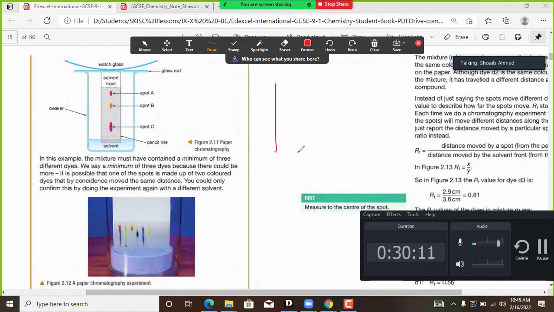So at first I'll take a beaker. In this beaker I'll take some solvent, like ethanol solvent, or water as the solvent.